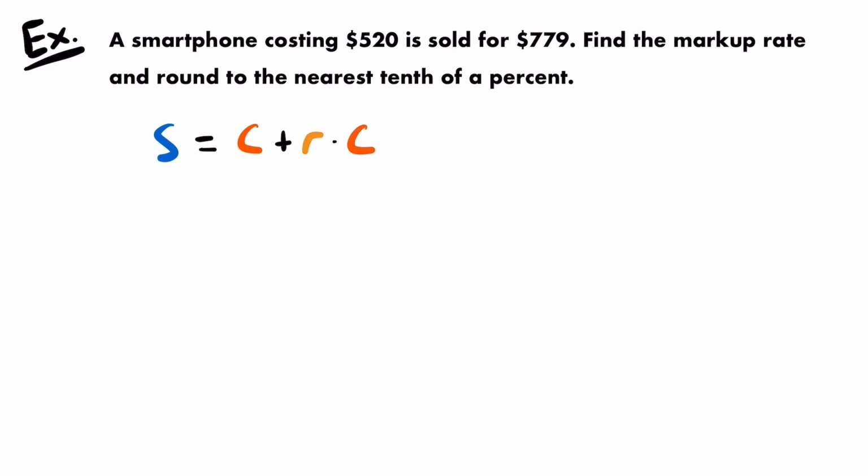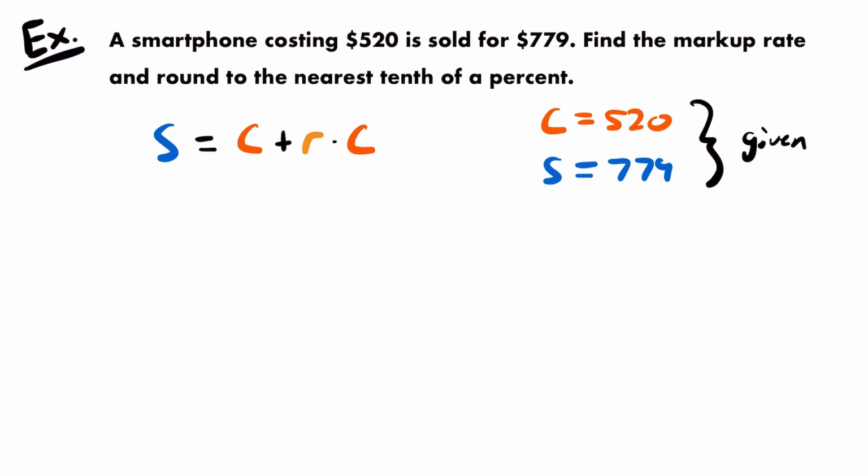All right, so let's identify what we know in this problem. We are told that the smartphone costs $520, so that would be the value of C. So let's write that down. C is equal to 520. And then we're also told that that same smartphone is sold for $779. So that would be S. S is equal to 779. And so those are our given values. That's all that we've been given.